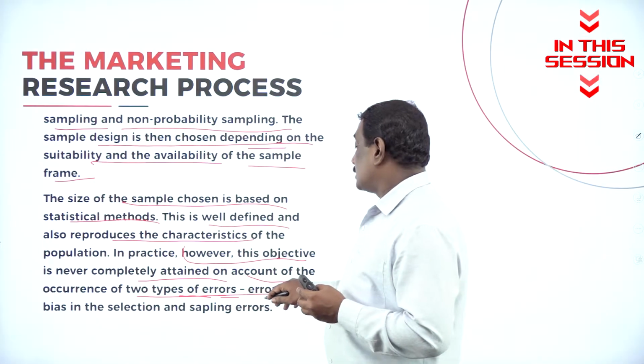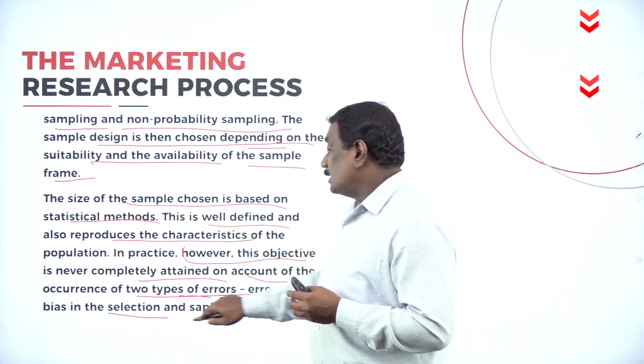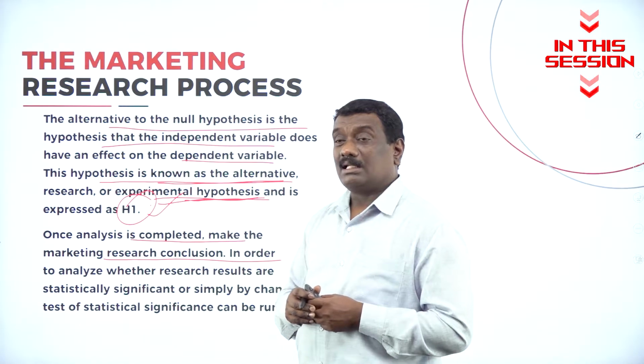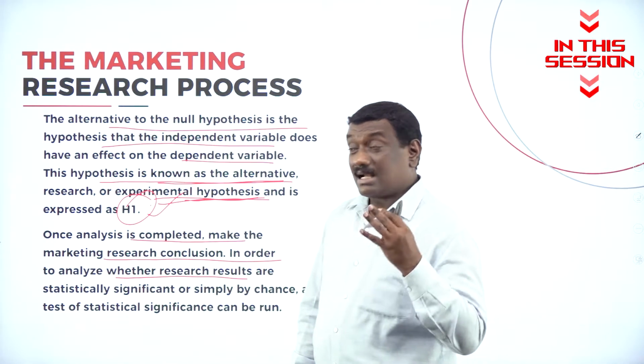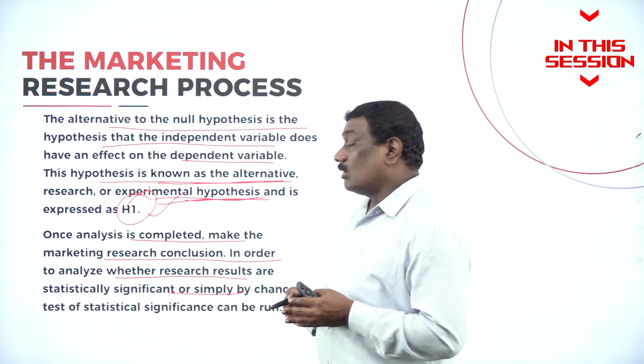Two types of errors: errors due to bias in the selection, and sampling errors. So here comes the conclusion for the marketing research. In order to analyze whether the research results are statistically significant, it is very important, or it is very simple.